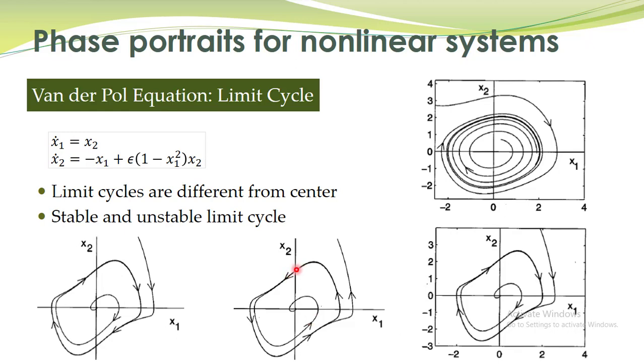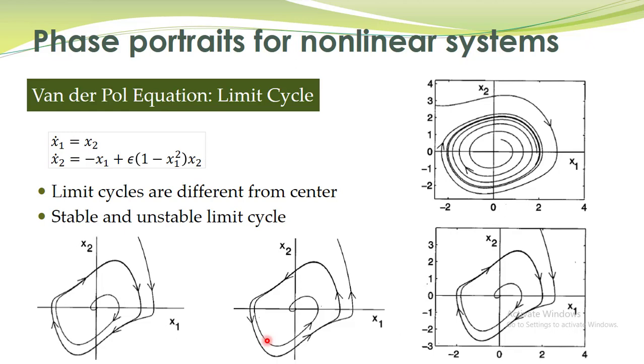So the question is, if the initial condition is, for example, this one, what will be the behavior of the system? What will be the response of the system? In the ideal case, it will stay on this trajectory, and what does that mean? In the ideal case, oscillations. If there is no disturbance, it will stay on this trajectory, and it will keep on rotating on this trajectory. This means that if we sketch the plot in the time domain, there will be oscillations with a fixed period.